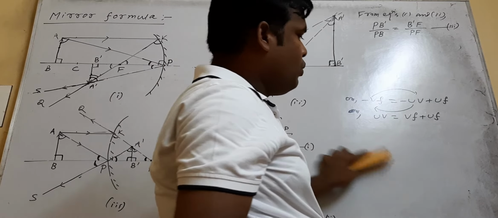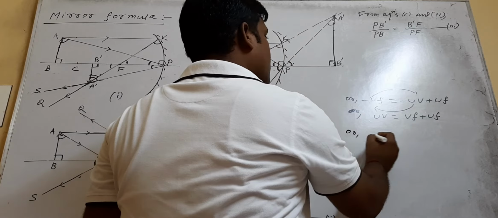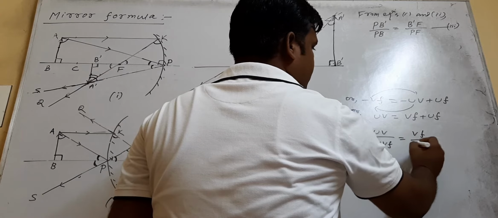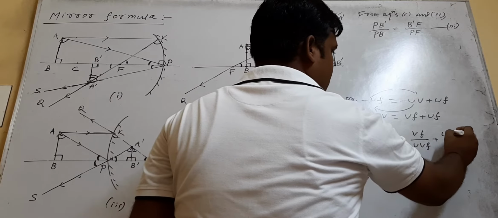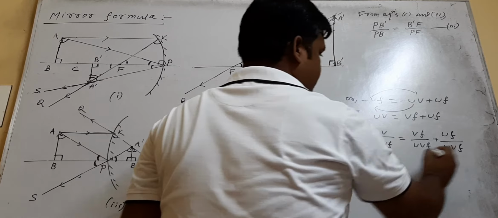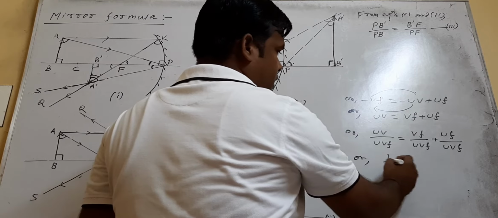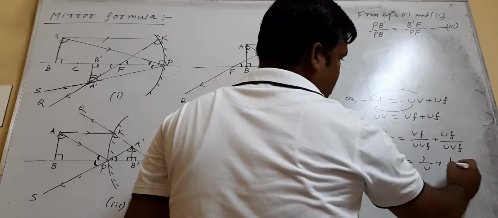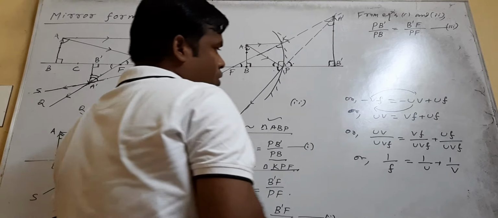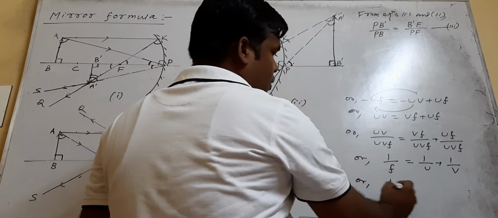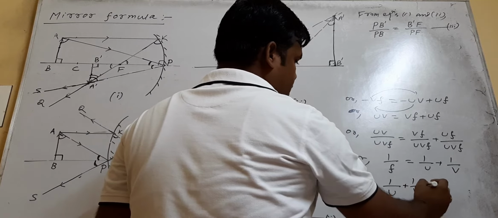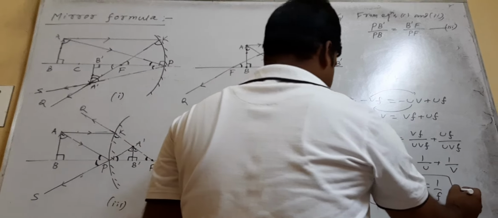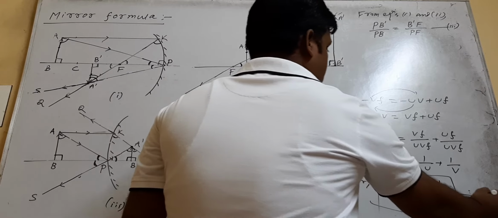Now you divide by UVF on both sides: UV by UVF, VF by UVF plus UF by UVF. You will get 1 by F, 1 by U, and 1 by V. So here you will get 1 by U plus 1 by V is equal to 1 by F. It is the mirror formula. Equation number 5.